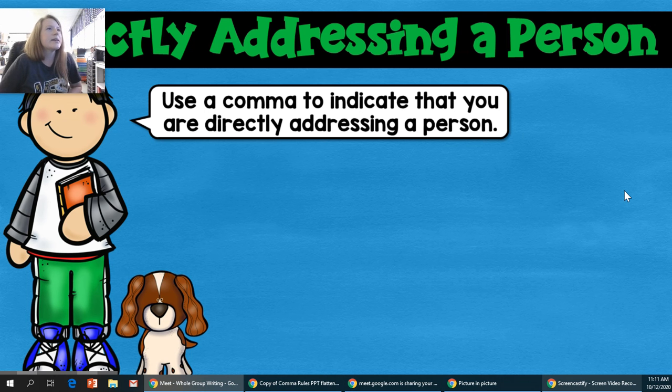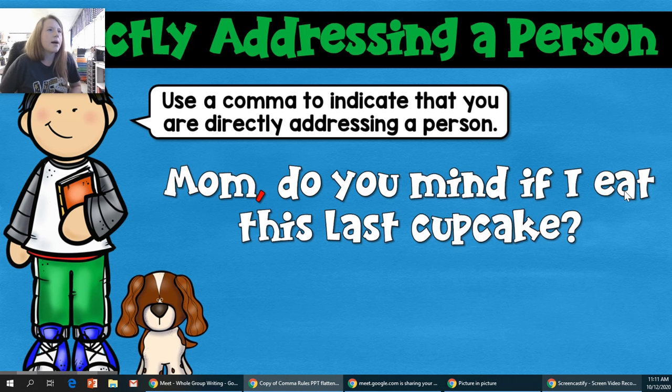Okay. Use a comma to indicate that you are directly addressing a person. Mom, do you mind if I eat this last cupcake? So after you say the person's name, you put a comma. Okay, so if you say it out loud, Mom, do you mind if I eat this last cupcake? It sounds kind of like a robot if you say it like, Mom do you mind if I eat the last cupcake? But if you put the comma in there, you say, Mom, do you mind if I eat the last cupcake? You're kind of giving Mom a second to listen to you, right?